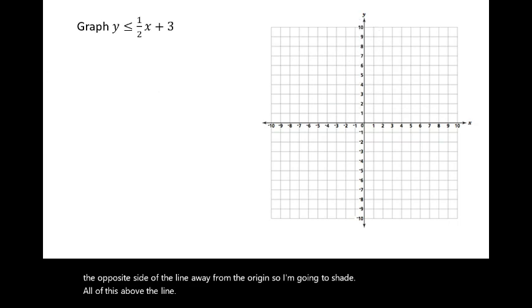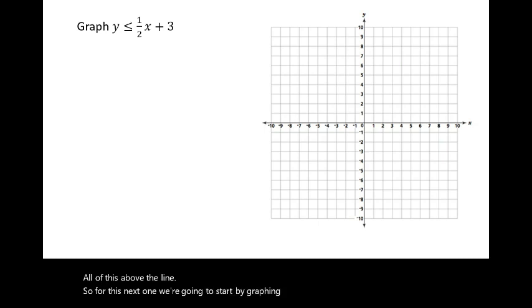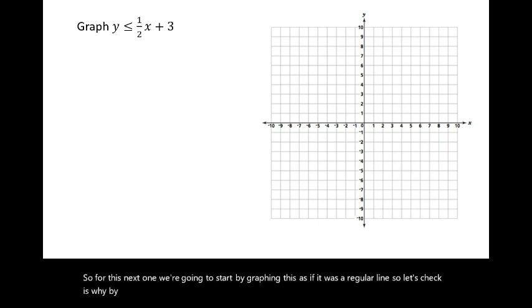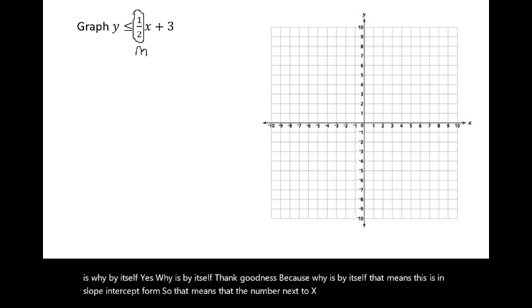So for this next one, we're going to start by graphing this as if it was a regular line. So let's check, is y by itself? Yes, y is by itself, thank goodness. Because y is by itself, that means this is in slope-intercept form. So that means that the number next to x is your slope, and the number with no variable is your y-intercept.